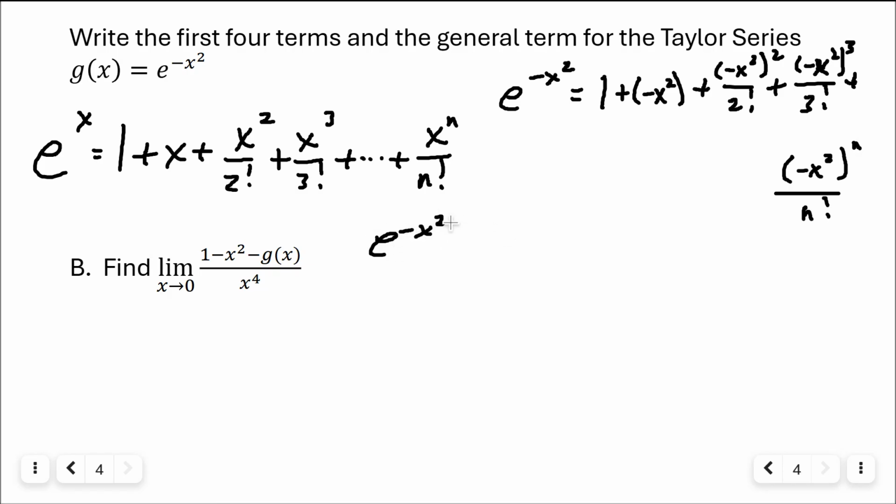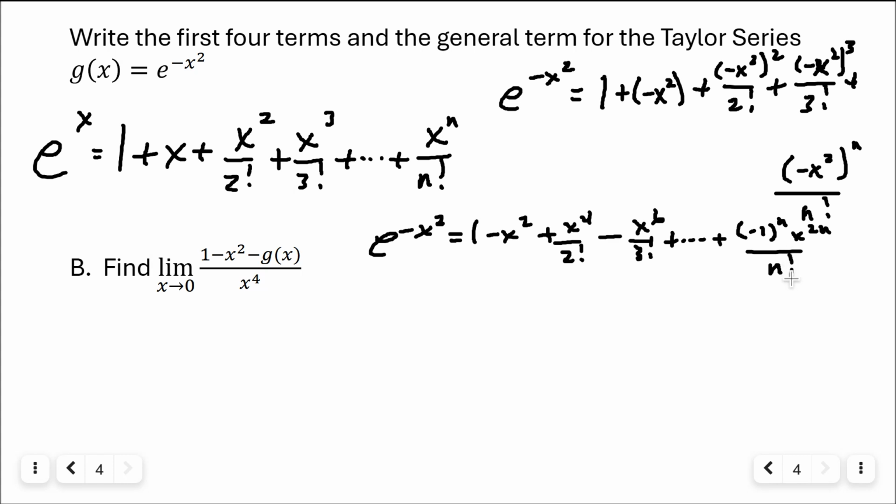So if we clean this up a little bit, e to the negative x squared is 1 minus x squared, plus x to the 4th over 2 factorial, minus x to the 6th over 3 factorial, plus, if I take this negative out, raise it to the n power, it gives me negative 1 to the n, x to the 2n over n factorial.